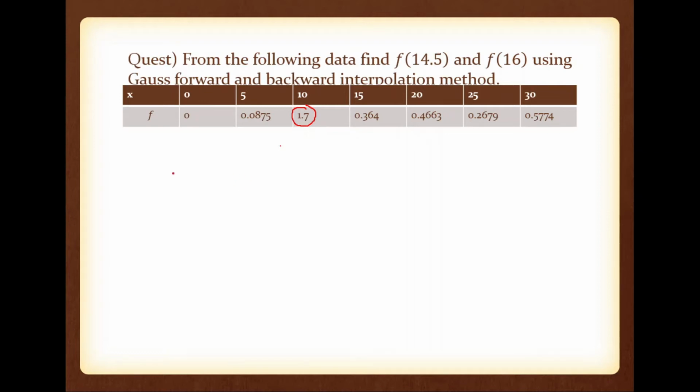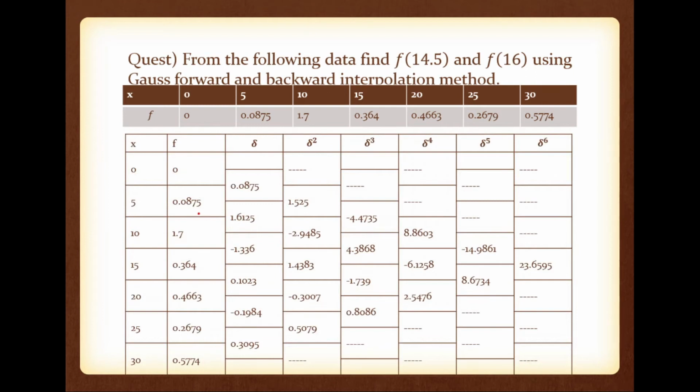So now, if you are finding f of 16, what do we need? For both f of 16 and f of 14.5, we need a central difference table. So that we are going to construct. So this one is a central difference table. This is x and y: the data is 0, 0; 5, 0.0875; 10, 1.7; 15, 0.364; 20, 0.4663; 25, 0.2679; 30, 0.5774.